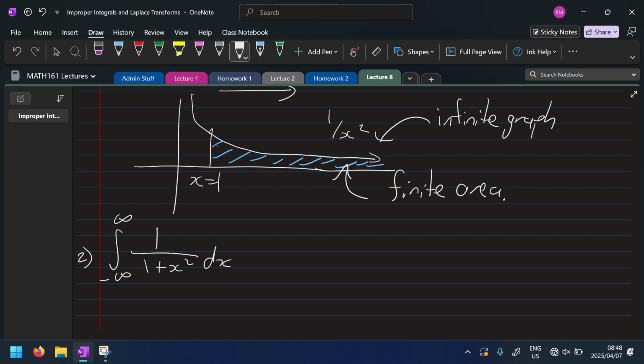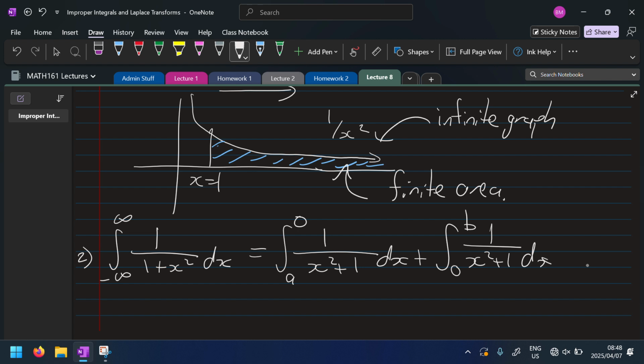So instead of having minus t and t, we're going to split this up into two integrals, and each one we can do separately. This minus infinity part, let's call that a. So this will be the integral from a to, let's say, 0, just to pick something there, of 1 over x squared plus 1, plus the integral from 0 to b of 1 over x squared plus 1 dx. Okay, so we split it up into two parts.